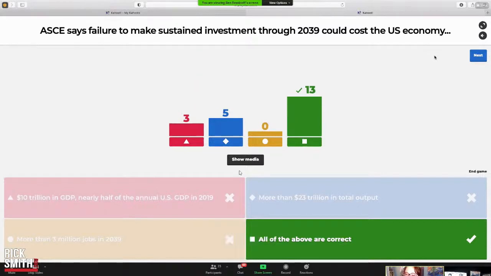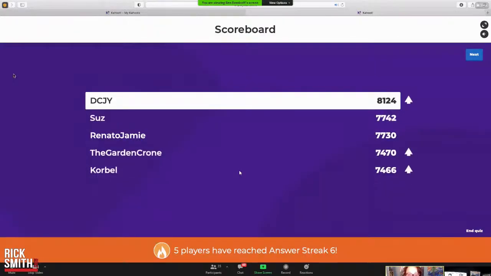Let's check the leaderboard, see how we're doing. Let's see if K has stayed in, or if we got a couple of new ones. Garden Crone popping into the top 5, and DCJY has overtaken Sue in the top spot. Wow, that is fantastic. Let's go with another one.